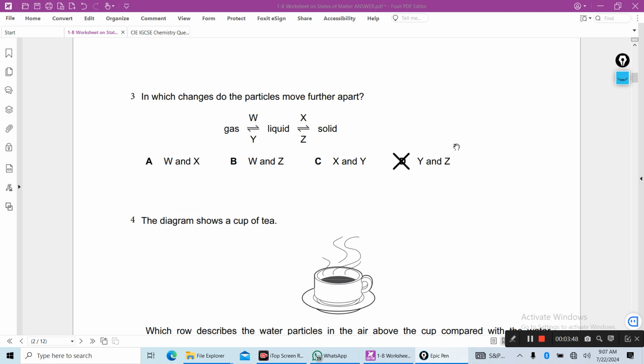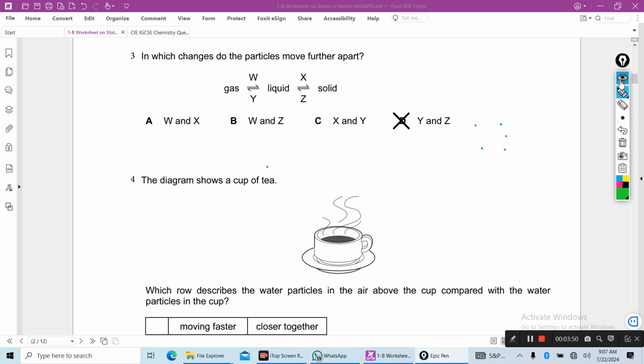Next, number 3. In which changes do the particles move further apart? Further apart means far apart. So D is the right answer. Why D? Liquid to gas: yes, liquid particles are close to each other and gas particles are far apart. So Y is the right answer. And also Z. Why Z?